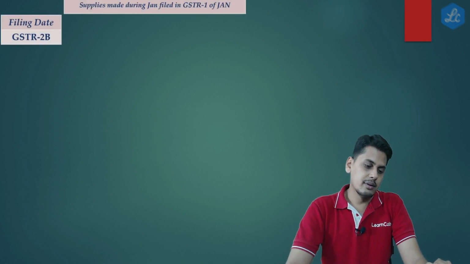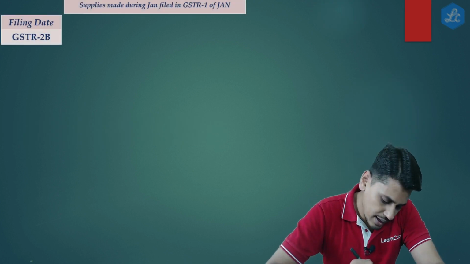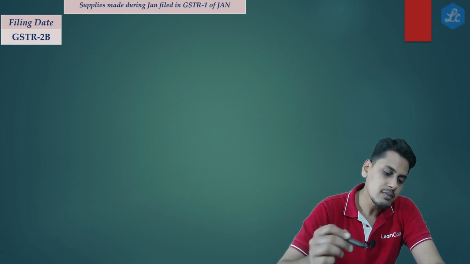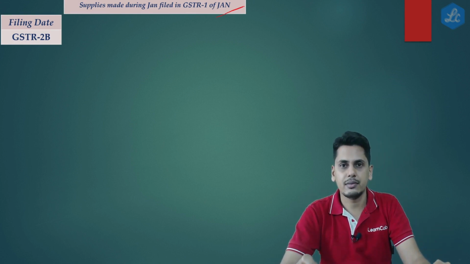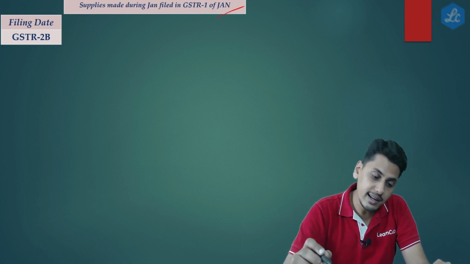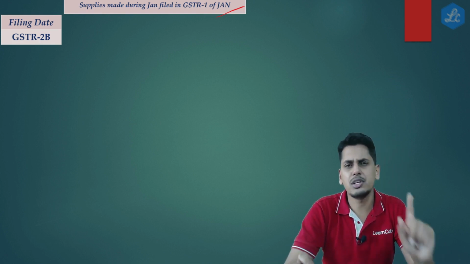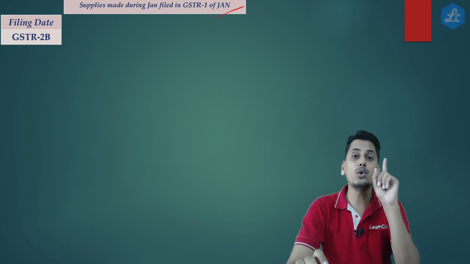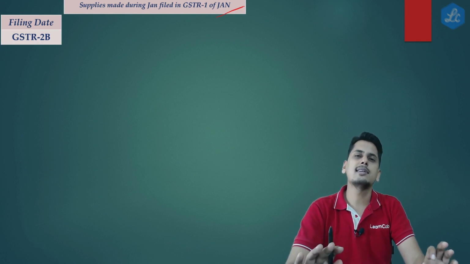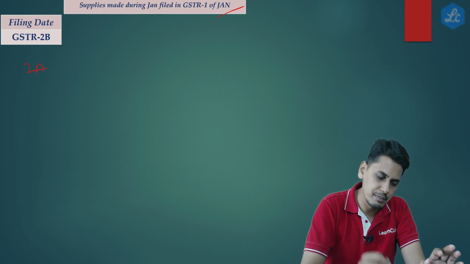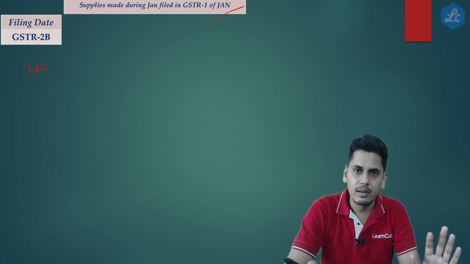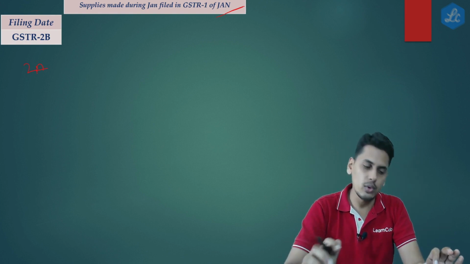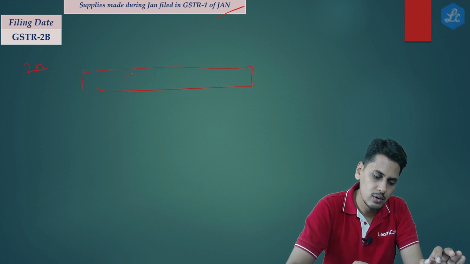So friends, let's take an example. Supplies which are made during Jan is filed in the GSTR 1 of Jan itself. Question number 1. In which month GSTR 2A it would appear? Friends, as regards 2A is concerned, it is always very simple. When supplies which are made during Jan are included in GSTR 1 of Jan, it will always appear in GSTR 2A of Jan only.